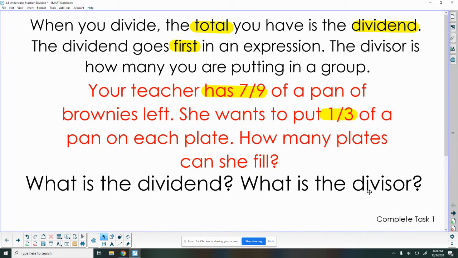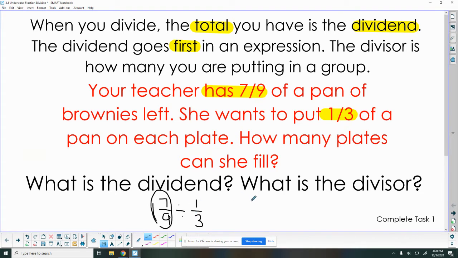Which one's my divisor? So if I were writing out this problem, I would say something like 7/9 divided by 1/3. This is my total. This is what I have. This is what I want it in groups of. And it's important that you put the total first.